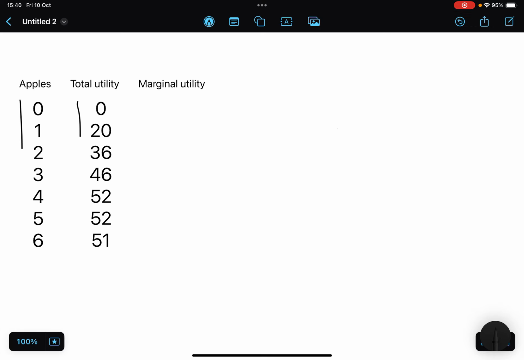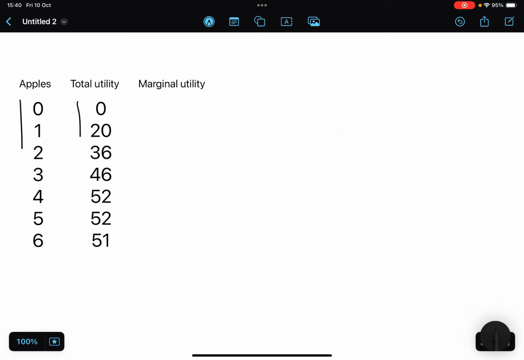At 0 apples, utility is 0. As we eat more, total utility increases. But notice it doesn't increase by the same amount each time. After a certain point, it even starts to fall.